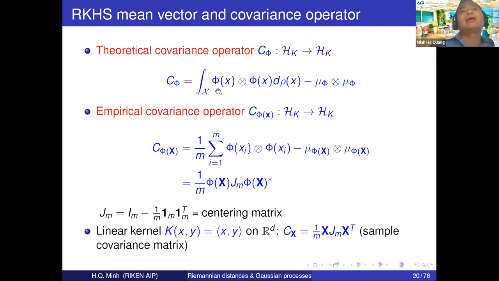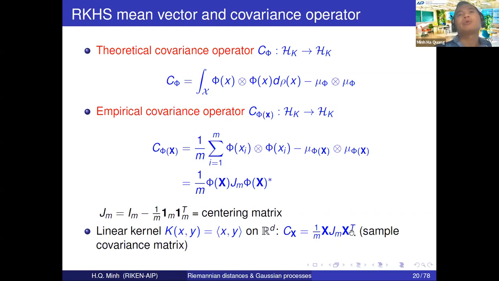So this is kind of like Vx plus Vx transpose here. And then this is the empirical covariance operator given the data points x1 up to xm. So it's just a summation of all the Vxi, Vx transpose actually, and then minus the mean, mean transpose. So it's given in this form. Now in the linear kernel setting, this just becomes a sample covariance matrix of 1 over m.